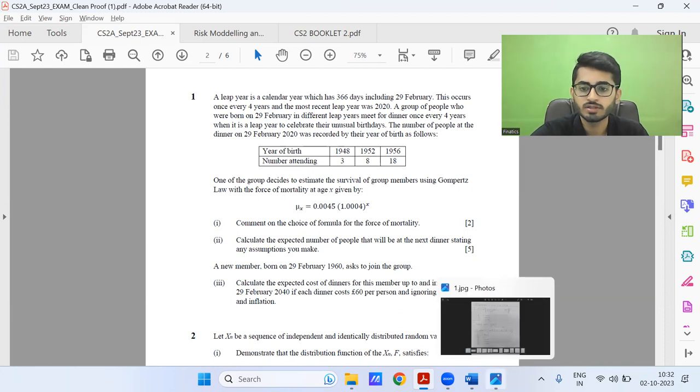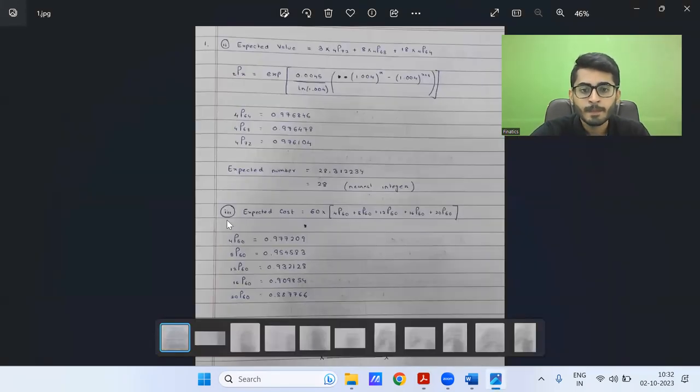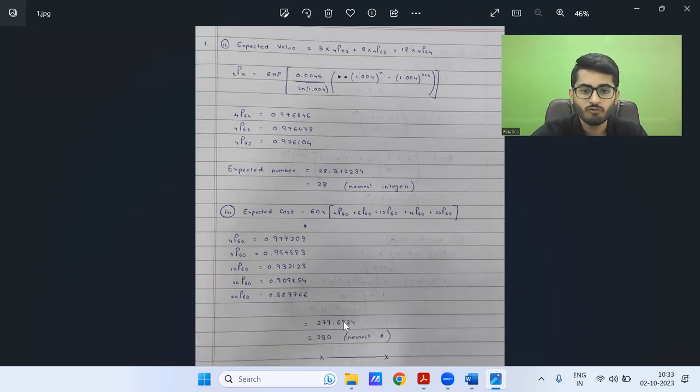So when it comes to computation, this becomes my expected cost: 60 into 4p60 plus 8p60, 12p60, 16p60, 20p60, and so on. You can substitute the values of x, which is 60, and t, which is different for each, and calculate accordingly. So what I was getting was roughly 279.6924, summing up to be 280 pounds to the nearest integer. So this was the first question.